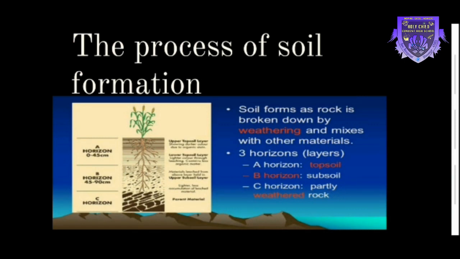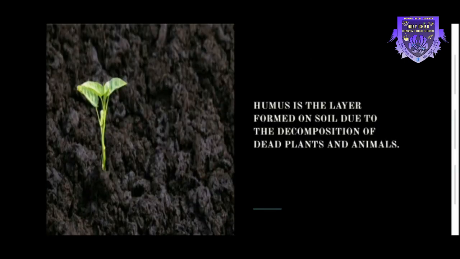The moving water of streams, waterfalls and rivers also breaks large rocks into smaller pieces. These smaller pieces of rocks undergo various changes and finally form soil. Soil formation is a slow process and it takes thousands of years to form a layer of soil. Humus is the layer formed on soil due to the decomposition of dead plants and animals. It is the topmost layer of the soil.